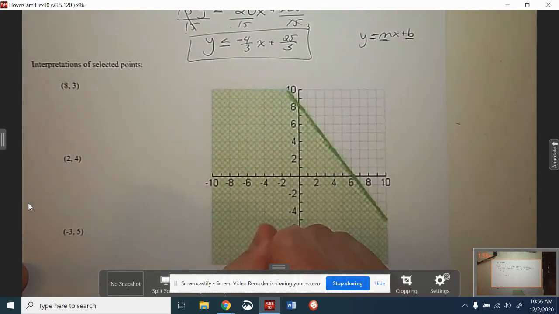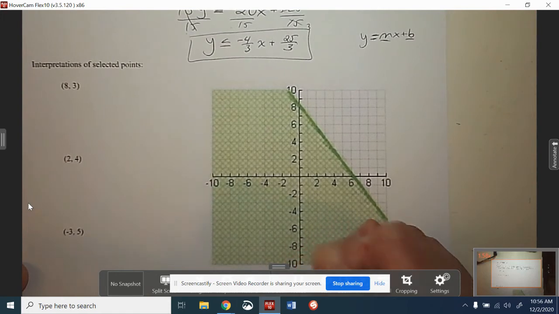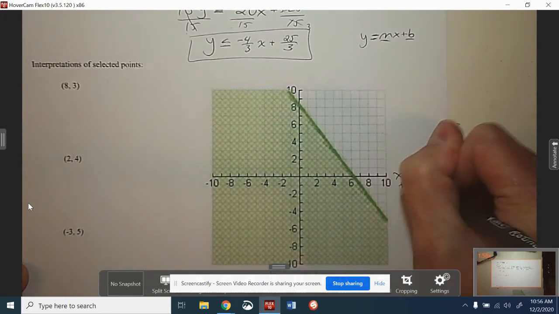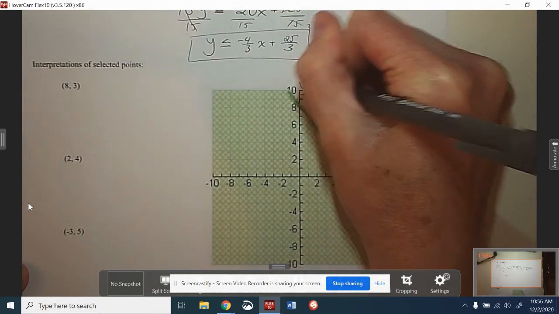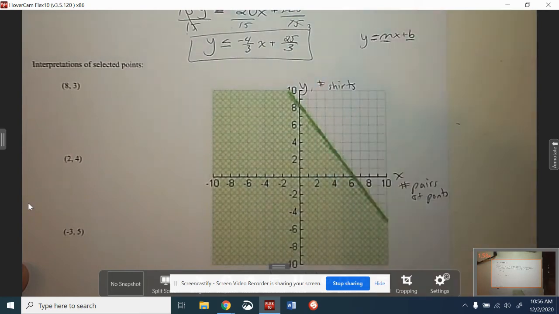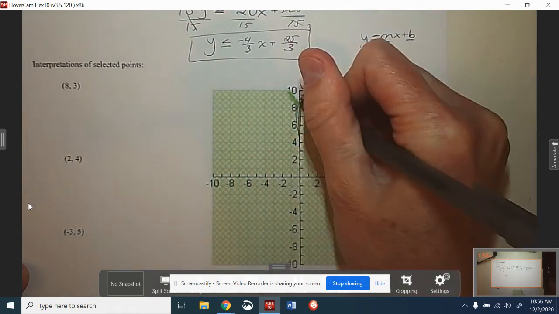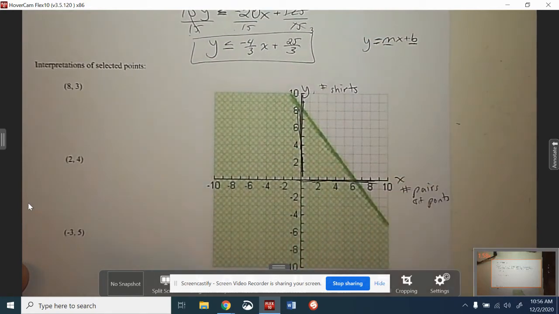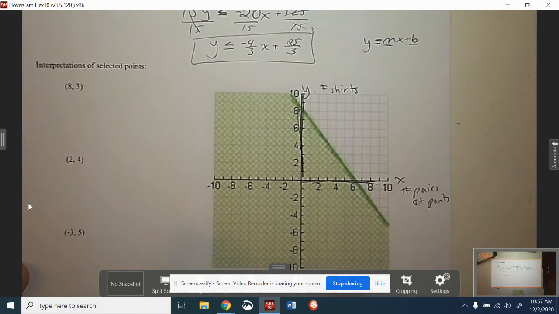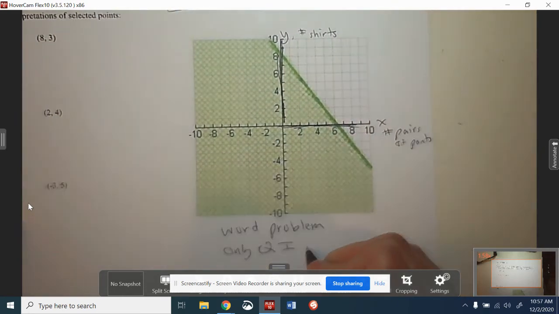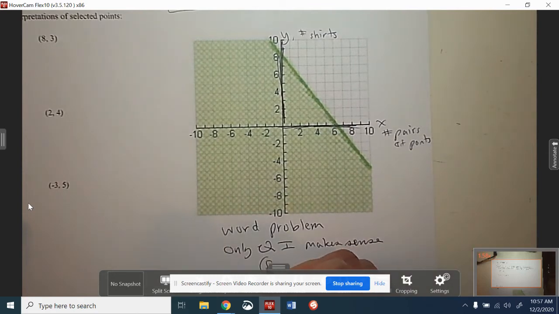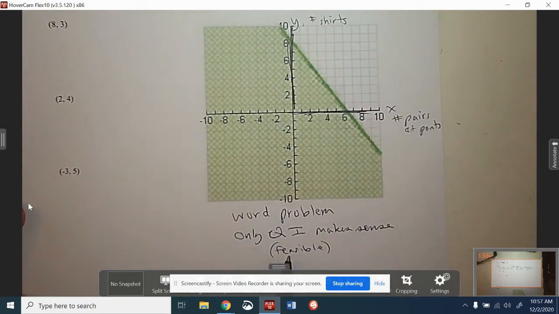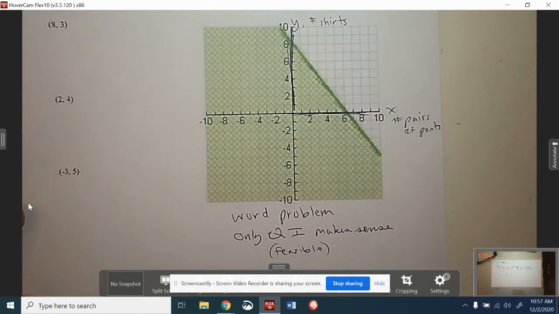But since this is a word problem, we have to think real life. X represents the number of pairs of pants. Y represents the number of shirts. So if you think about this graph, only quadrant 1 makes sense. Only quadrant 1, oops, you can't see that. Okay. Only quadrant 1 makes sense. The fancy word for that is feasible. Reasonable is another word for that. So only quadrant 1 makes sense here, or is feasible, or reasonable for us, okay?